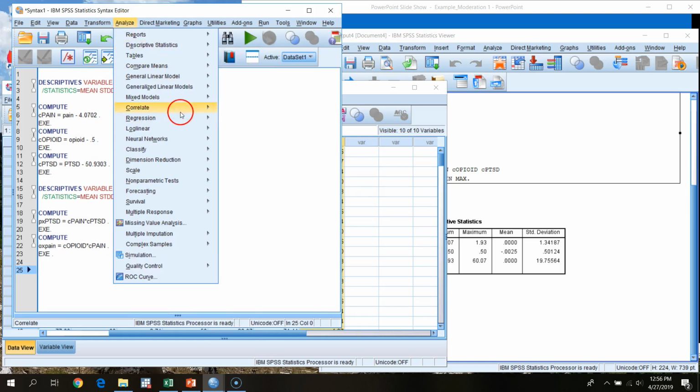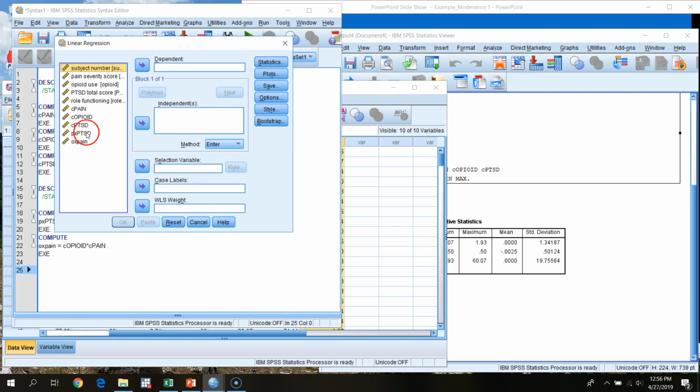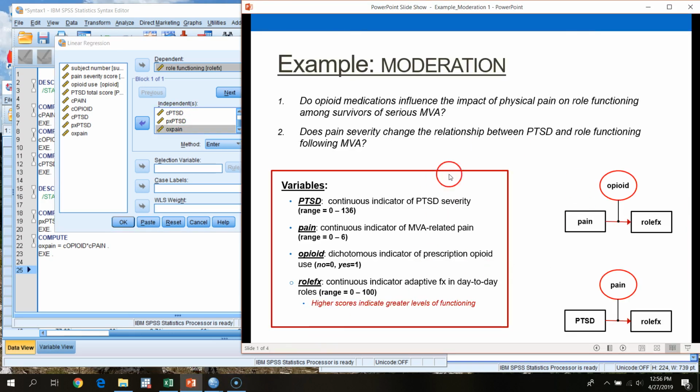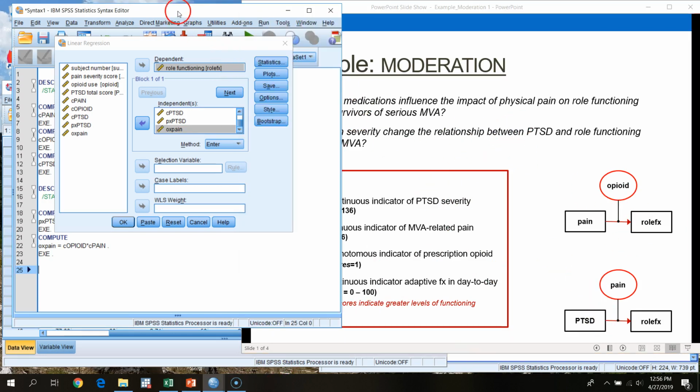So I'm going to go Analyze, Regression, Linear. Outcome is my role functioning variable. And then I'm going to switch this around a little bit. I'm going to go centered opiate use, centered pain, centered PTSD, and then my PTSD by pain, and my opiate use by PTSD. So I've got my 3 first order effects, my 2 higher order interactions that are consistent with my 2 moderation effects I'm interested in examining here.